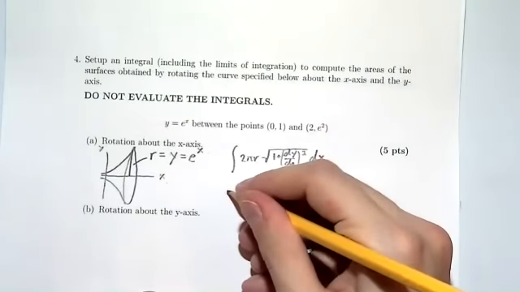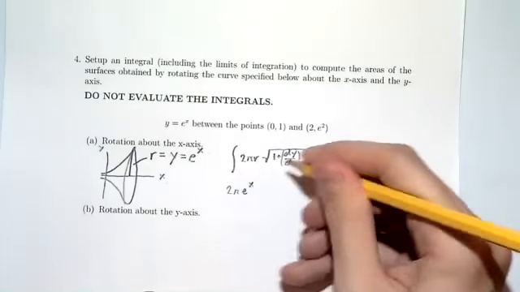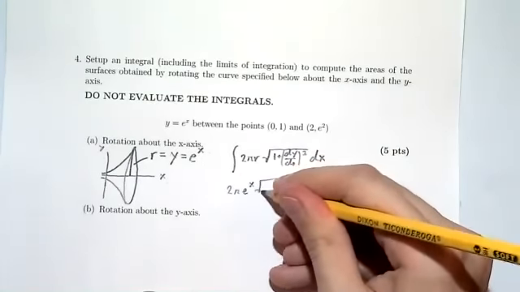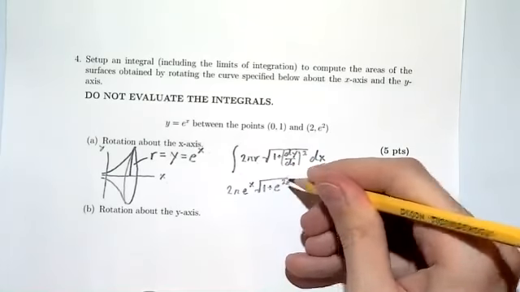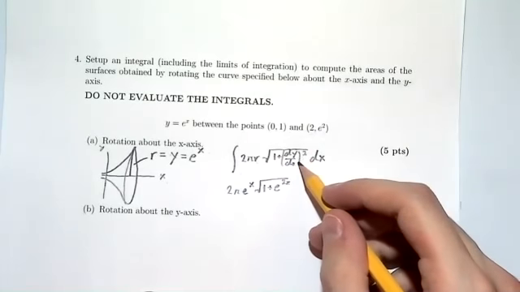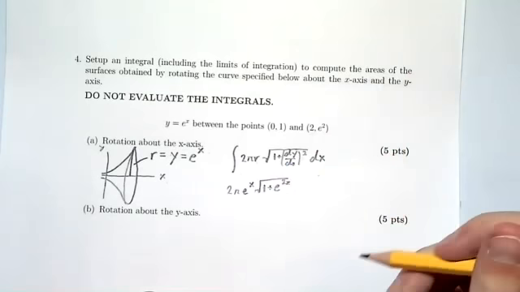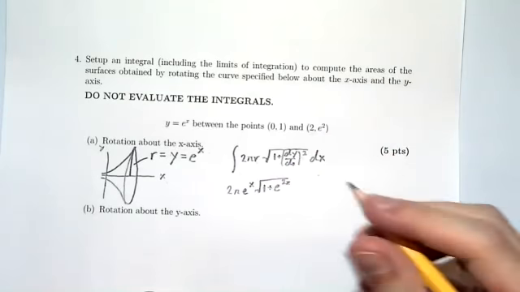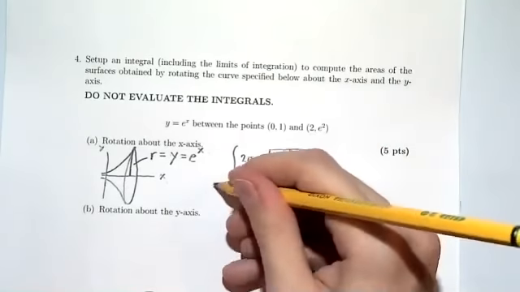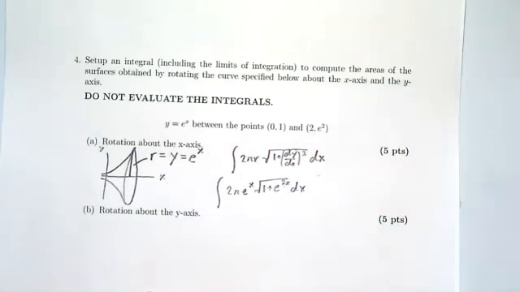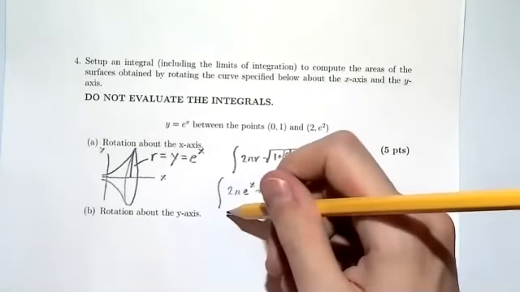So here we get 2 pi r, or 2 pi e to the x, times the square root of 1 plus e to the 2x. The reason why we can do this is because we have e to the x times e to the x, which we know we can do addition. So we get e to the x plus x. x plus x is 2x. And so that's setting up our entire integral, minus the bounds so far.